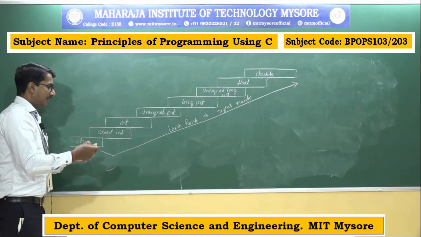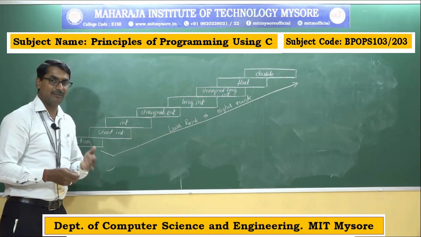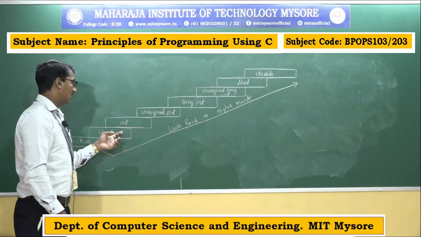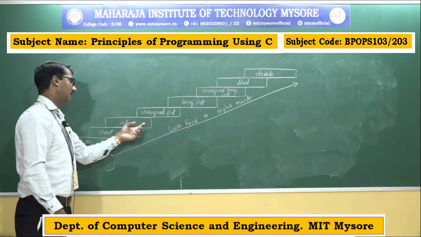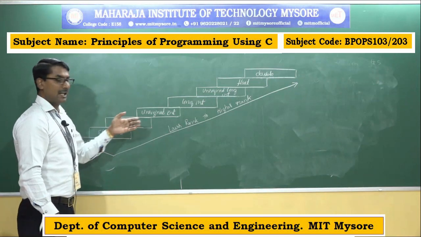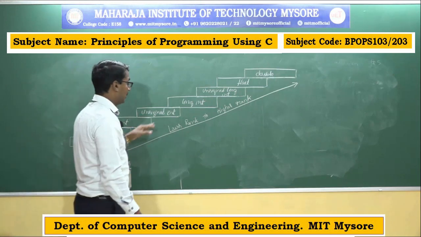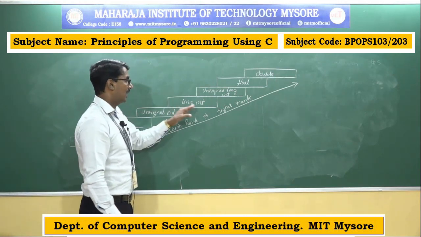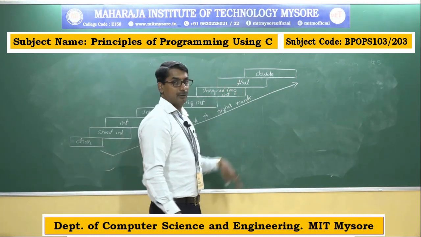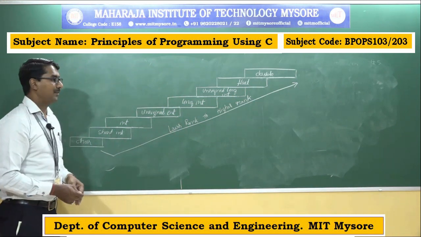If the expression contains one variable of character type and another of short, the conversion will happen to short. If one operand is short and another operand is int, the conversion will happen and it will be converted to integer type. So integer to unsigned int, unsigned integer to long int, to unsigned long int, to float, and float to double. So this is the hierarchical order of the type conversion.